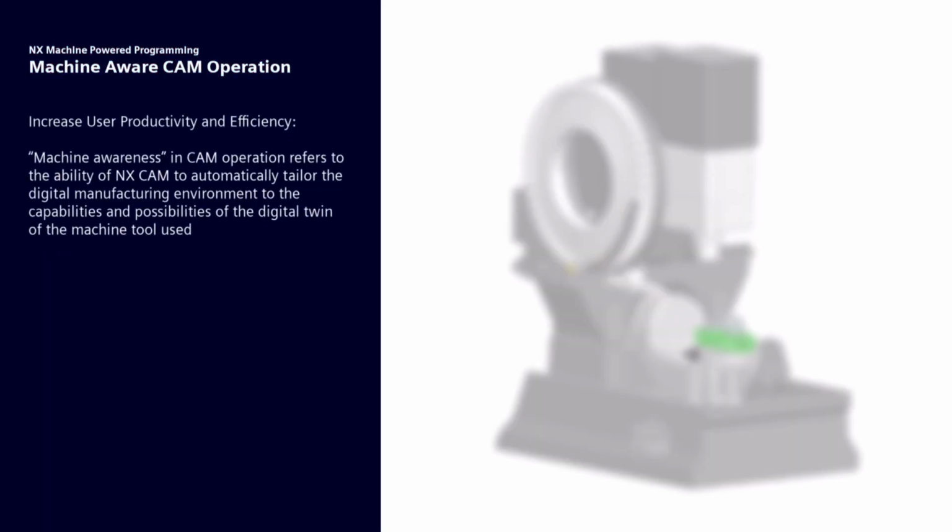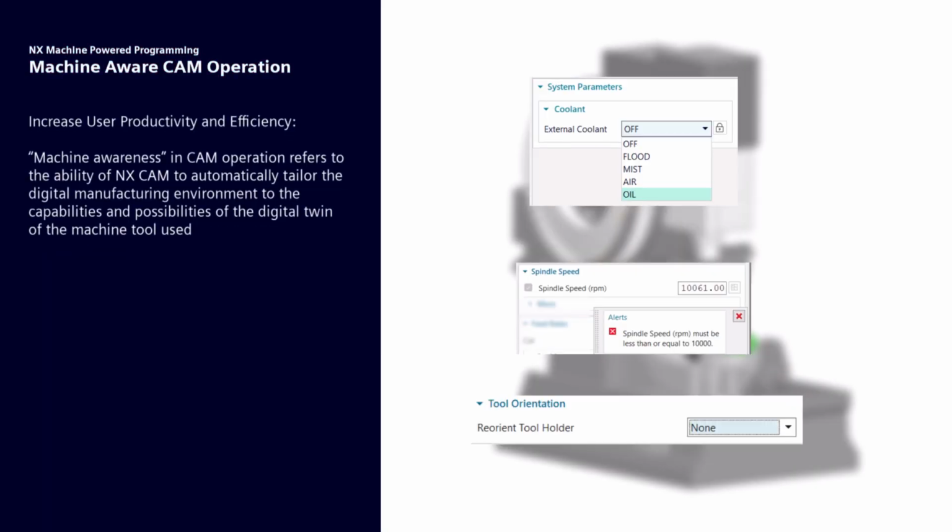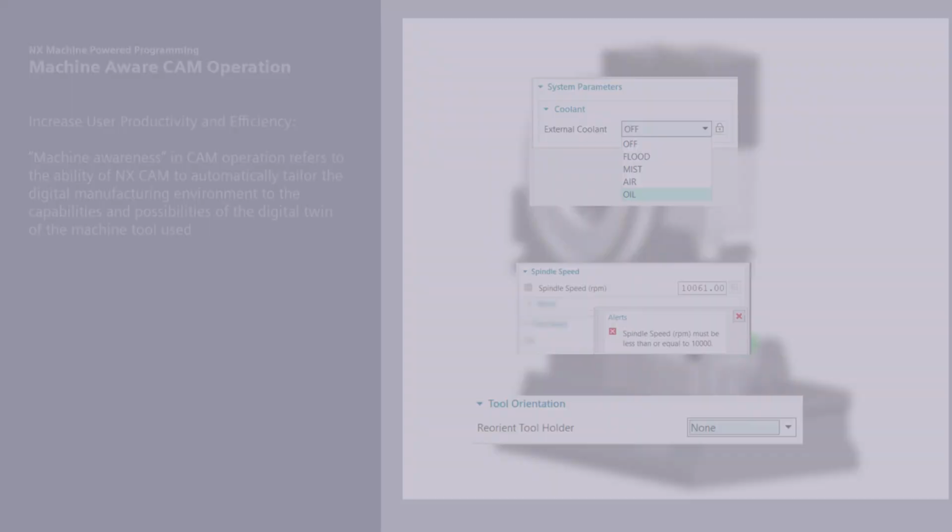These examples showcase the significant benefits of utilizing machine skills for CAM programmers. Overall, machine awareness in CAM operation plays a crucial role in improving efficiency, productivity, quality, and safety in manufacturing processes with Siemens NX by enabling intelligent decision-making and adaptive control.